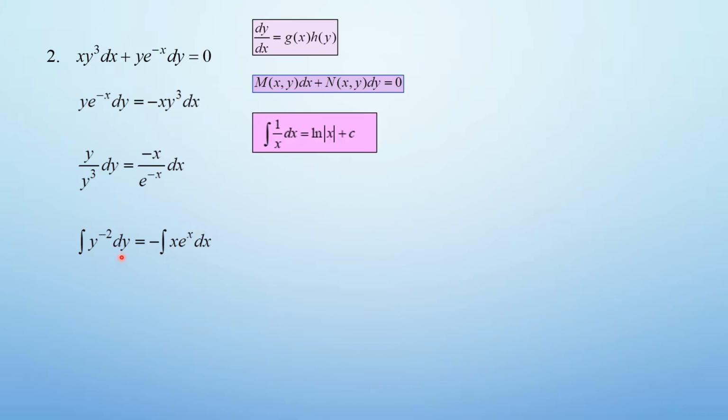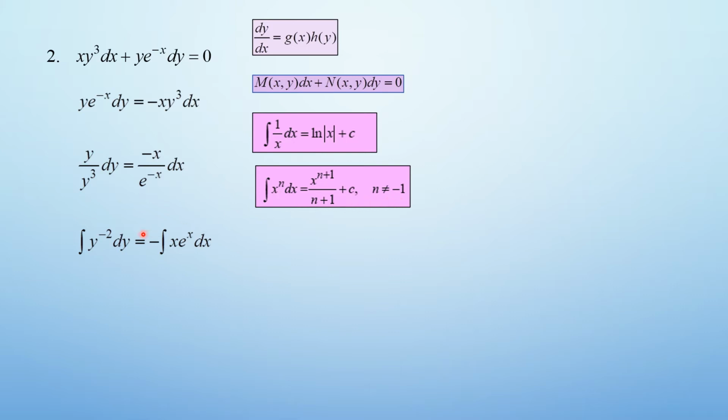Okay, there are two formulas that we can refer to. Integration of 1 over x dx equals ln of absolute x plus c, or integration of x to the power of n dx is x to the power of n plus 1 divided by n plus 1, plus c, provided that n is not equal to negative 1.